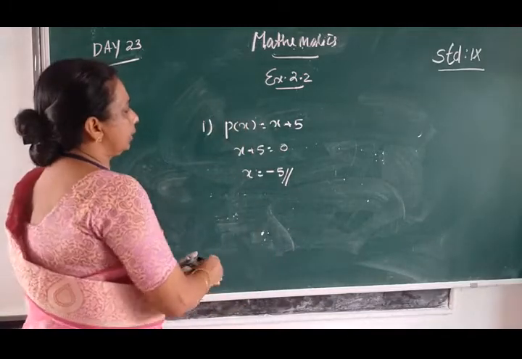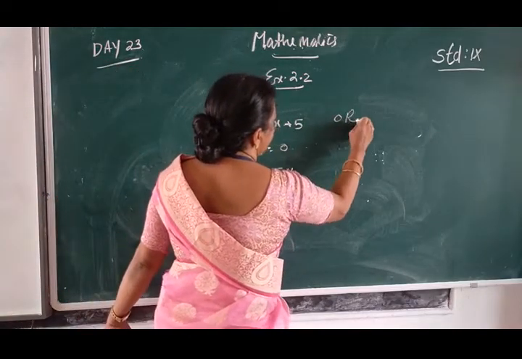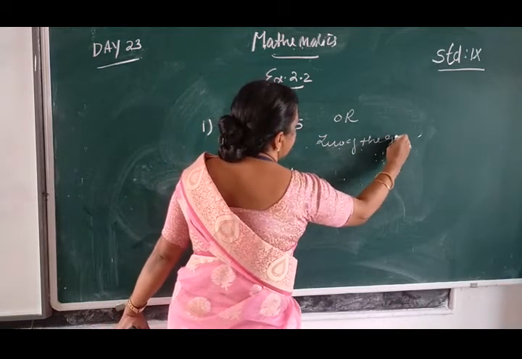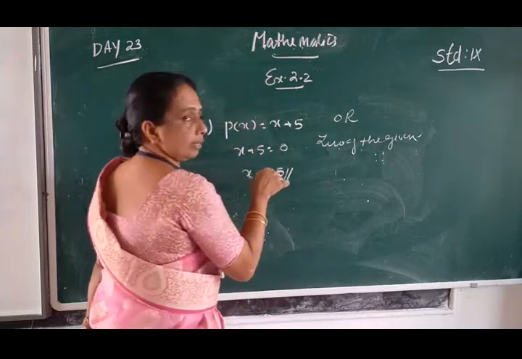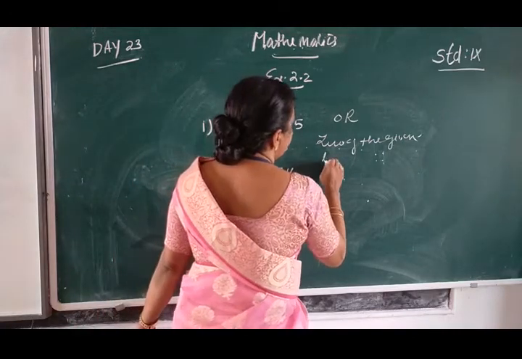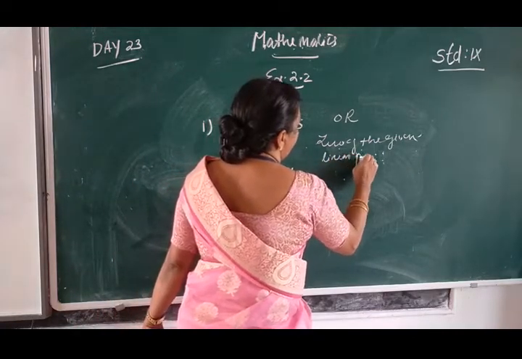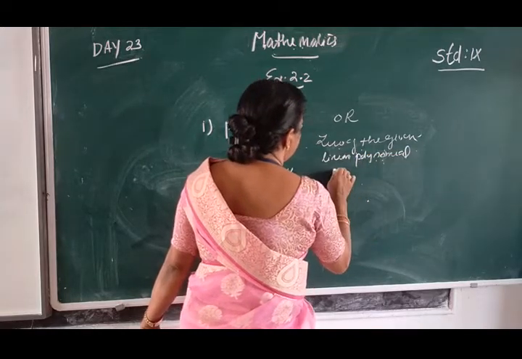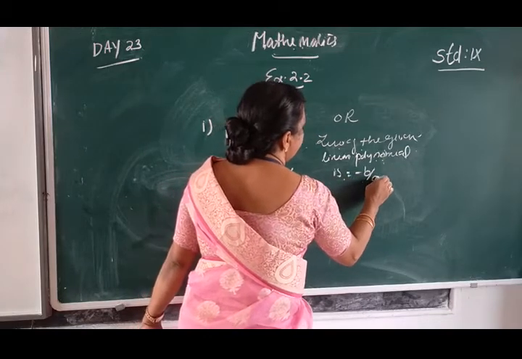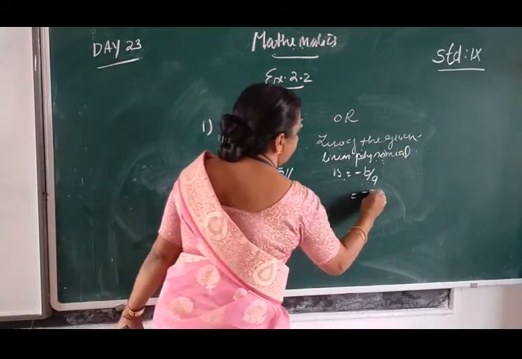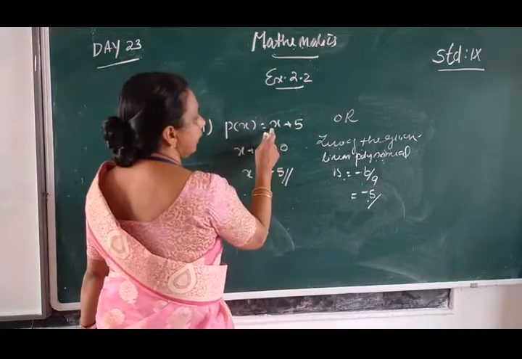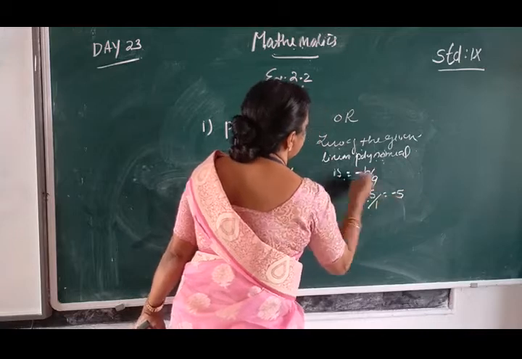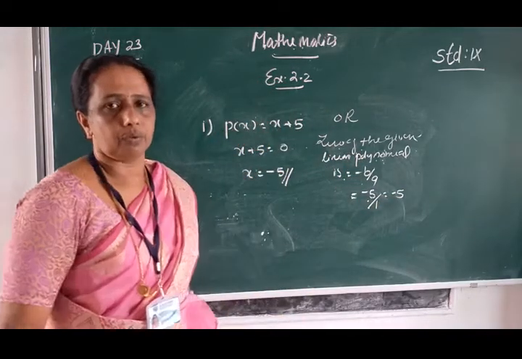Or how we can write this one, or directly we can write the 0 of the linear polynomial using this formula. Given linear polynomial, the 0 is minus b by a. What is b? 5. Minus 5 by, what is the coefficient of x? 1. Any one of the methods you can follow.